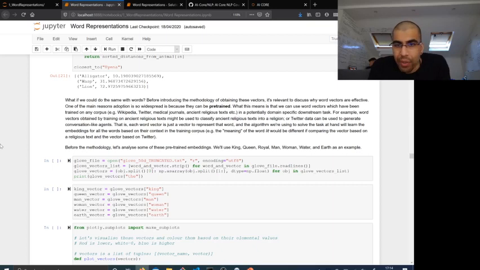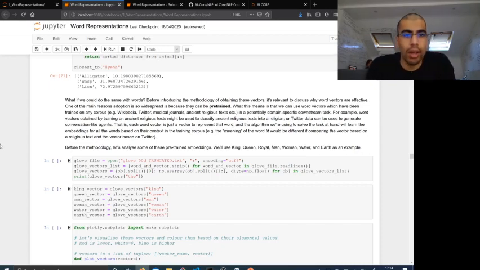So the meaning of the word "lit" would be different if the corpus that the word embedding model was trained on was a religious text versus if it was trained on Twitter. If it was trained on a religious text, it would mean something like, oh, he lit a fire. It would tend to correspond very highly to light. Whereas with Twitter, we're probably talking about it being absolutely fantastic.